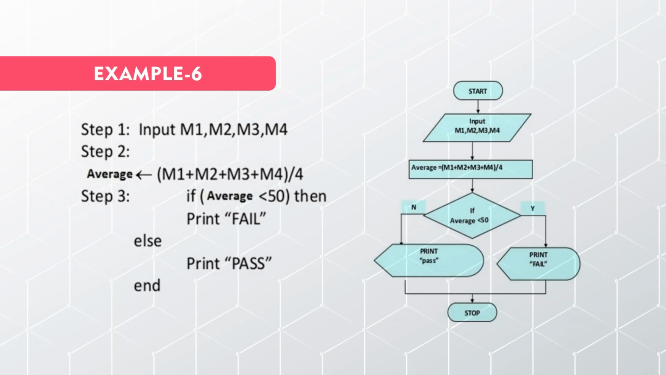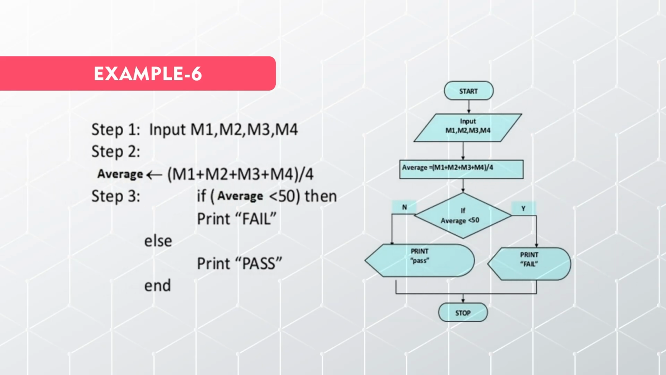Now let us discuss one more problem where we are planning to find the average of the numbers entered by the user. Say 4 numbers are entered by the user, M1, M2, M3, M4, and we need to calculate the average. So the average is M1 plus M2 plus M3 plus M4 divided by 4, and we want to find that a person who is securing less than 50% of the average is fail, and a person who is securing more than 50% is pass. So we want to identify whether a person is fail or pass.